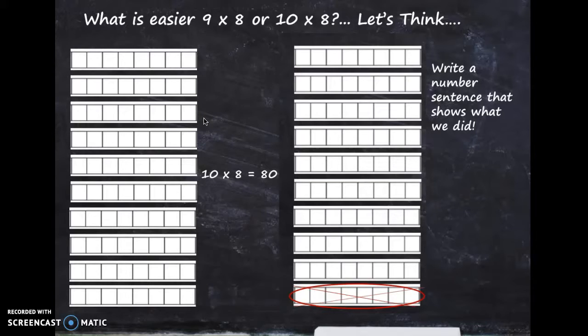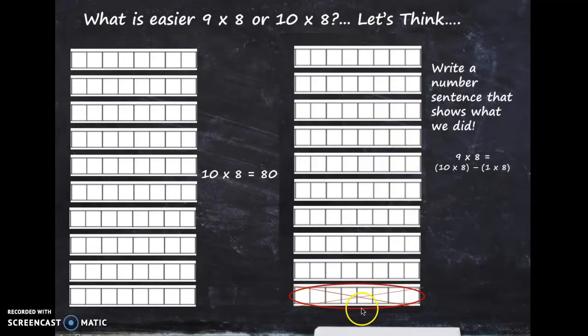Let's think, how many 8s are in 10 times 8? If we count, there's 1, 2, 3, 4, 5, 6, 7, 8, 9, 10. 10 groups of 8 gives me 80. Now let's look, how many 8s are in 9 times 8? Well, now I have to write a number sentence that matches what we did.